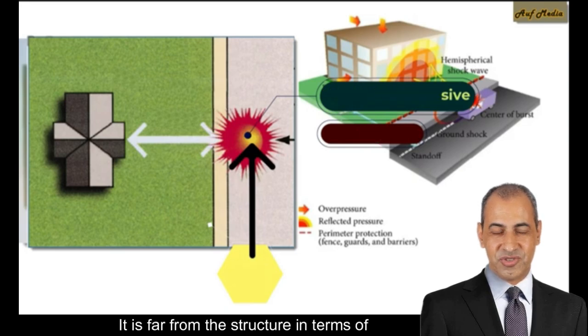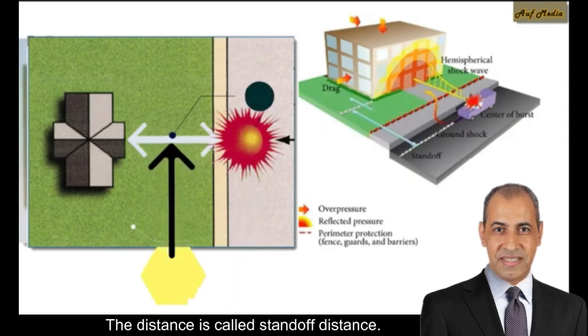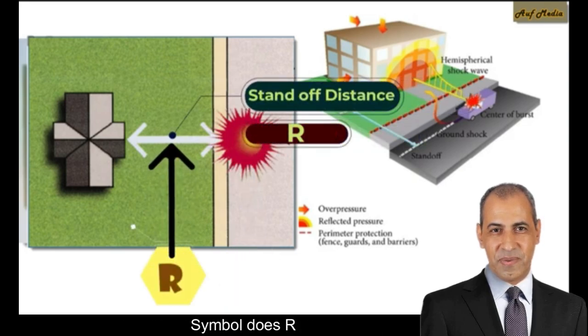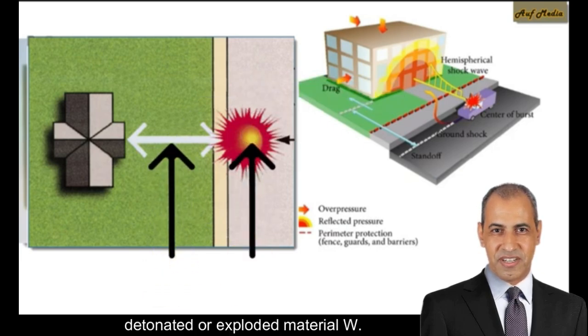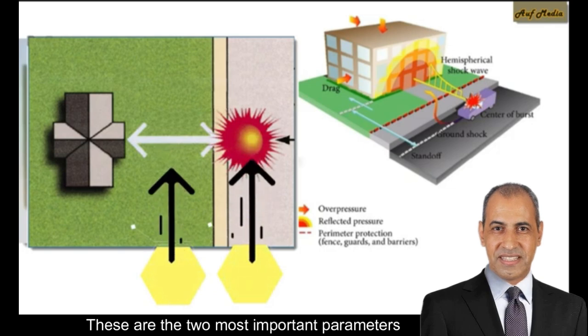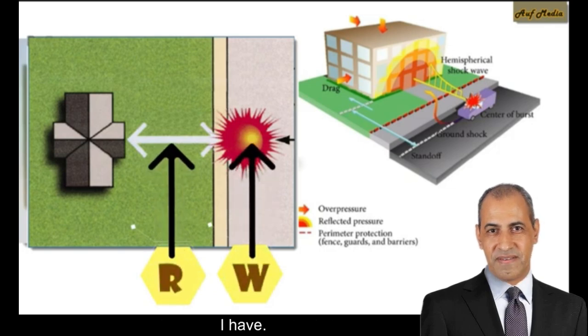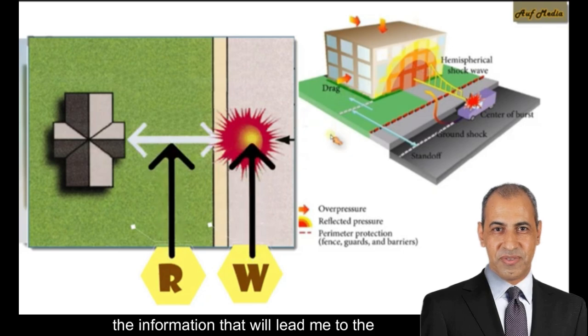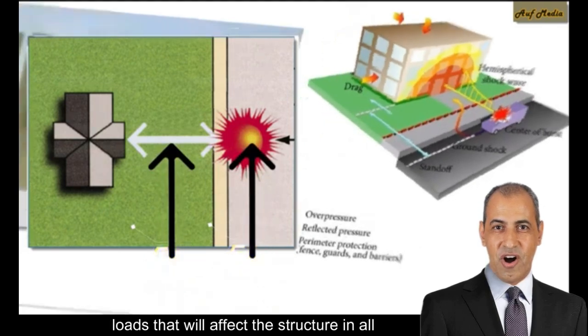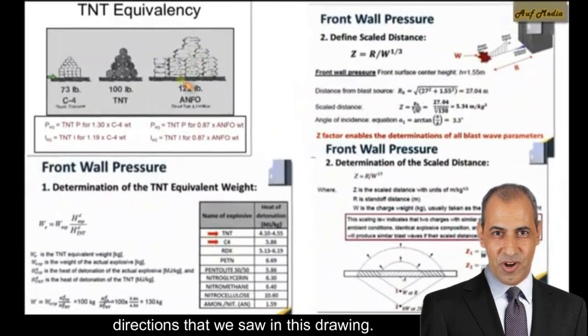It is far from the structure in terms of its distance. The distance is called standoff distance, symbolized as R. So, standoff distance R and weight of detonated or exploded material W. These are the two most important parameters I have. Through these two parameters, I can get all the information that will lead me to the loads that will affect the structure in all directions that we saw in this drawing.